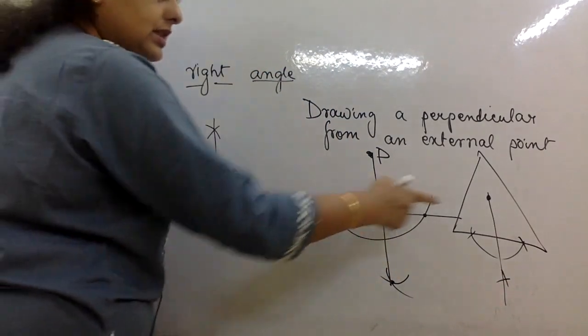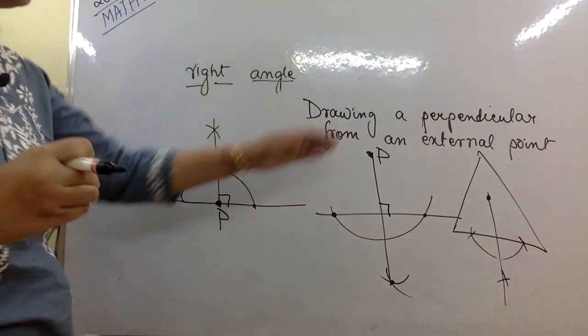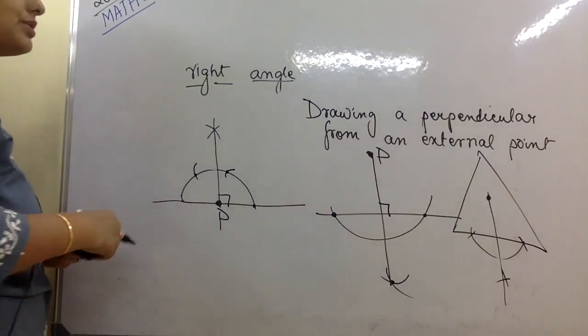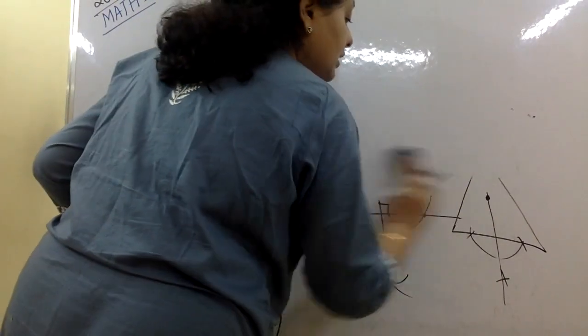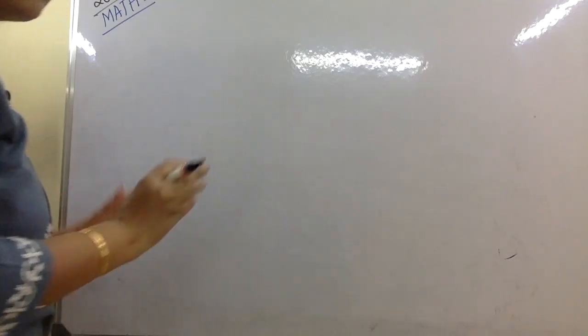Okay, this is where this comes into use. Same thing is useful in hexagon also. So, drawing a perpendicular from an external point. What we did is, we did 3 types of right angles. One from an external point, one is a perpendicular and also a bisector, and the third one, what did we do? Third one is right angle at a particular point.